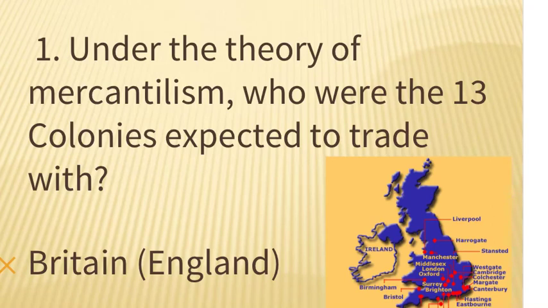So, under the theory of mercantilism, who were the 13 colonies expected to trade with? Well, they're expected to trade with Britain, and Britain only. They could not send their goods to other countries, and this means they can't get as good a price as they maybe could. They only have one market to sell to, and they have to sell to the British, and this becomes more and more frustrating for the colonists.